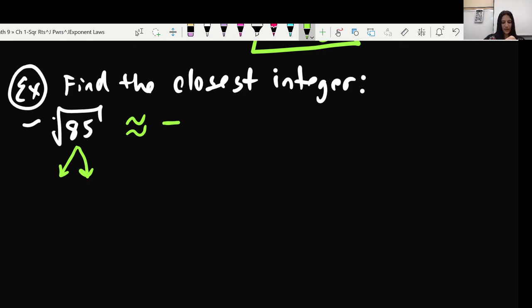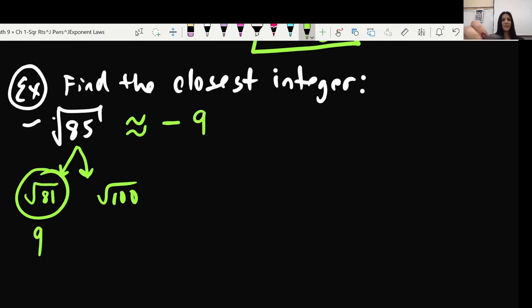So the square root of 85, well, the smallest closest perfect square would be 81. And the largest perfect square would be 100. So I look at it and think, which one is it closer to? And I can see that it's much closer to this one. So the square root of 81 is actually the number 9. So I would say this is approximately equal to negative 9. So that's what I would give as my answer for this.